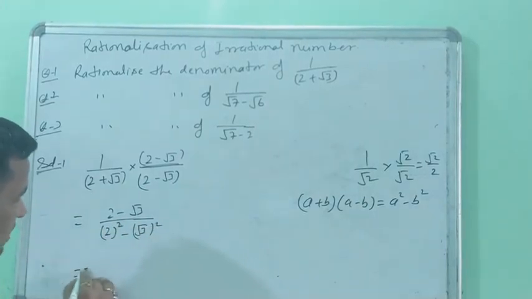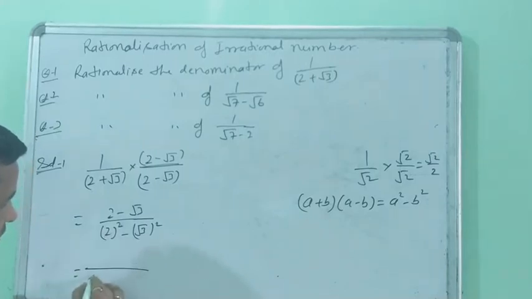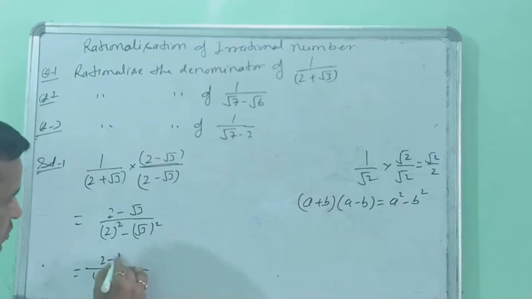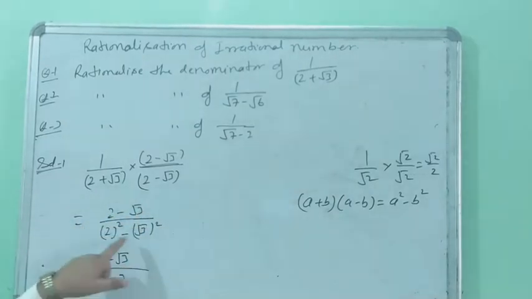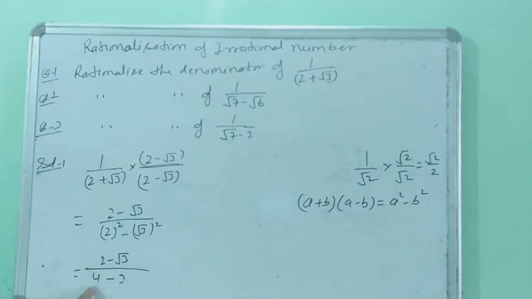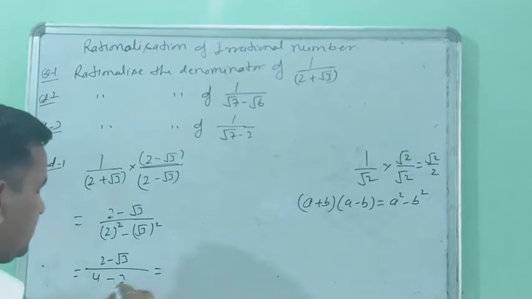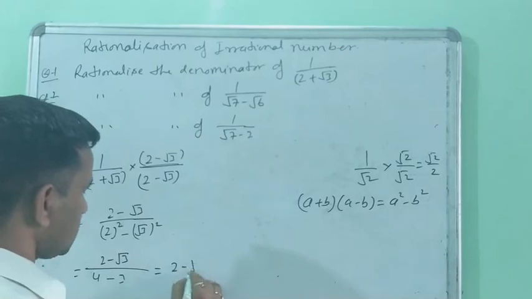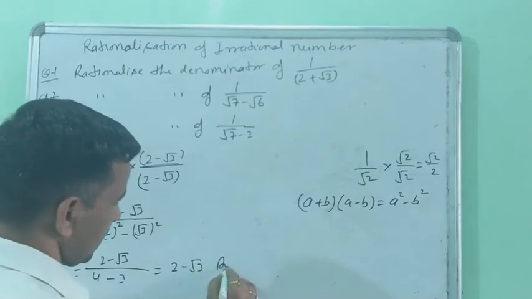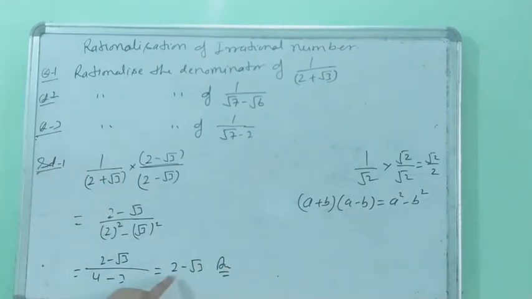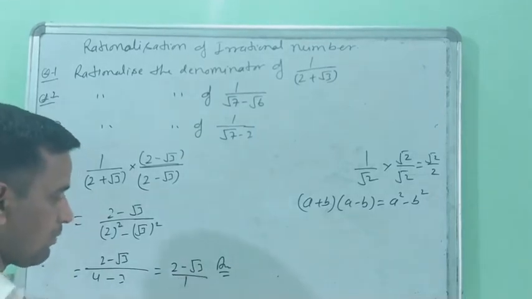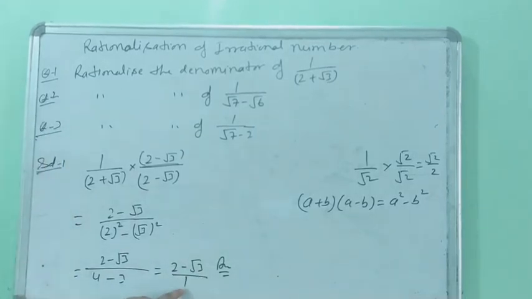So what result comes in the last? Square of 2 is 4 and square of root 3 is 3, and 2 minus root 3 will not be changed. The numerator will not be changed, the denominator will be rationalized. 4 minus 3, the result is 1. So here, what result comes? 2 minus root 3. This is your final answer, 2 minus root 3 upon 1. So your denominator here is converted into a rational number.